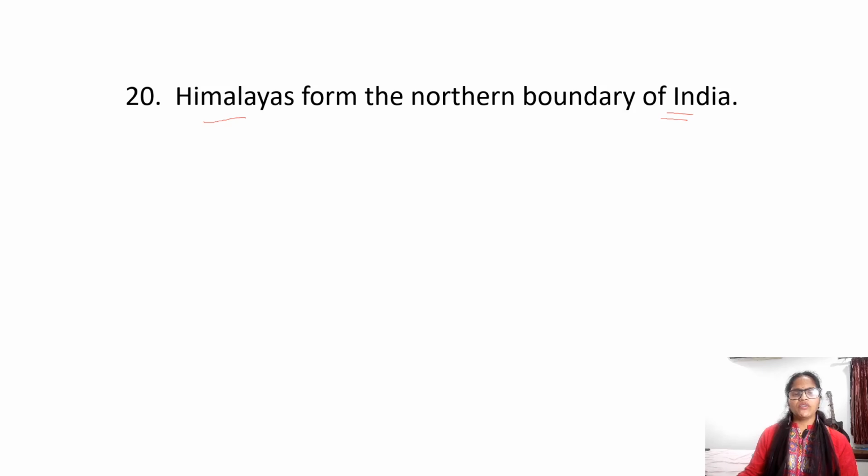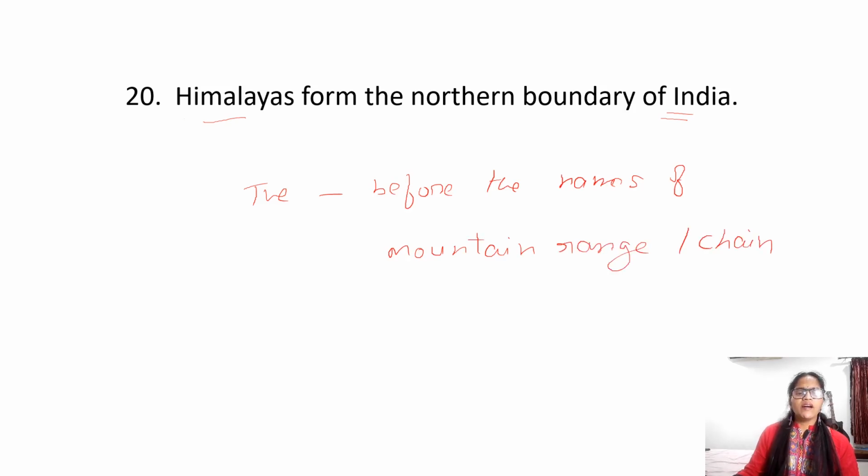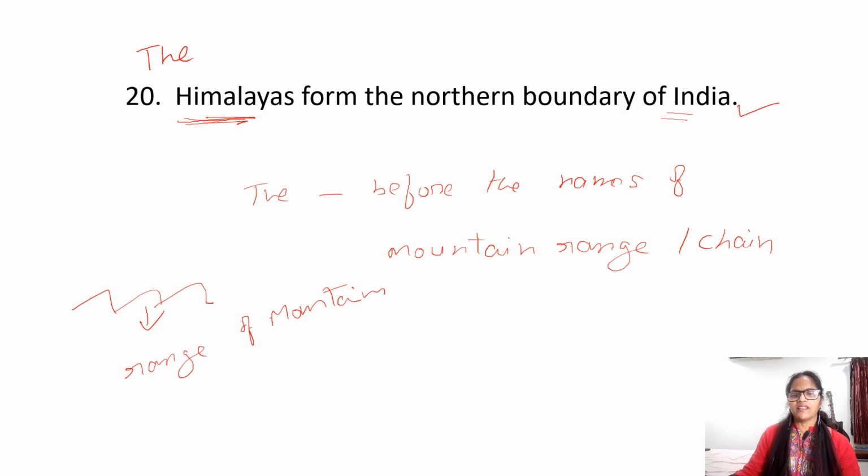Now according to the rule of articles, the is used before the names of mountain range or chain. Now Himalayas is a name given to a range of mountains. It's not a single mountain, it's a range of mountains. So since Himalayas is a name given to a range of mountains, it takes an article the. The Himalayas form the northern boundary of India is the correct answer.